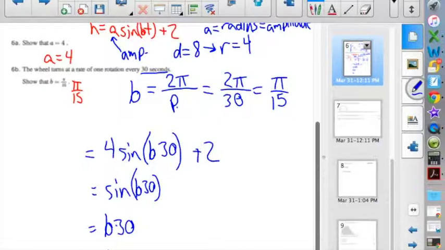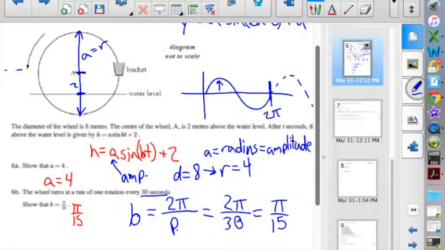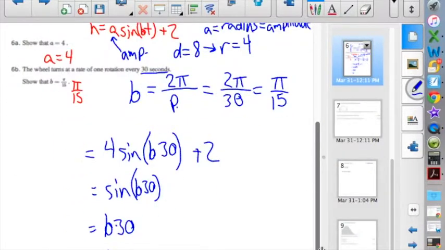Where's our midline here? The midline is at 4. If this is 0, we're up here at 2, right? So after 30 seconds, we're going to be back up at 2. So I subtract 2, get 0, divide by 4, get 0. Where is sine 0? At 0 or 2 pi. There we go. So I either get 0 over 30, which is 0, or 2 pi over 30, which is pi over 15. There we are.